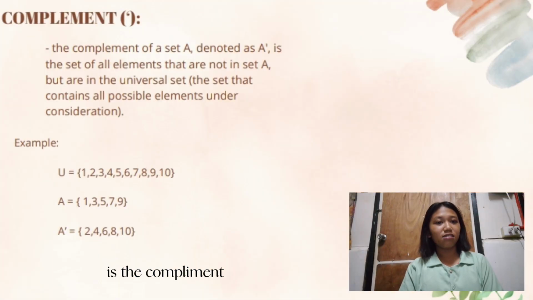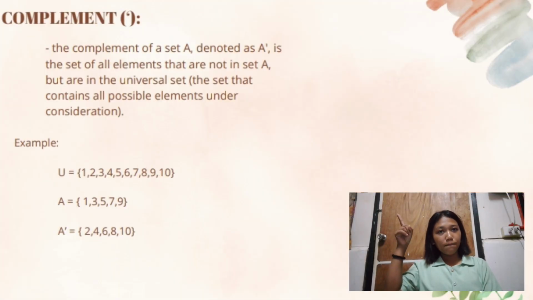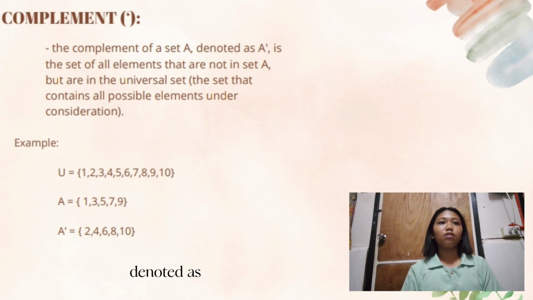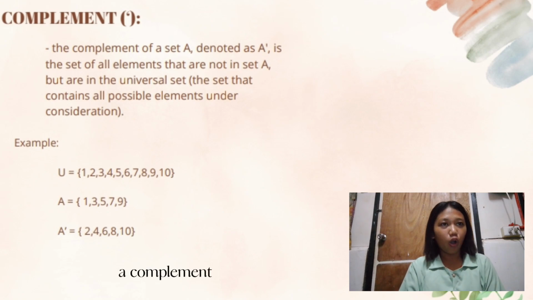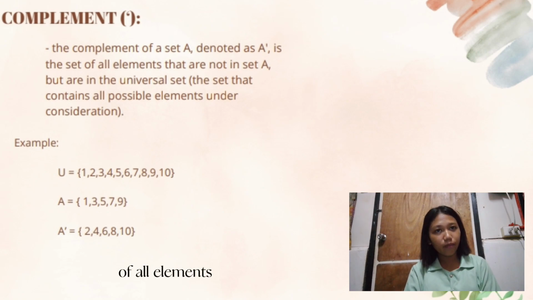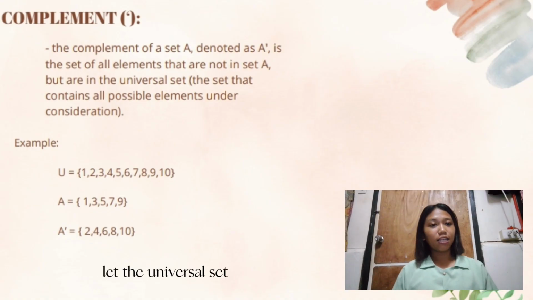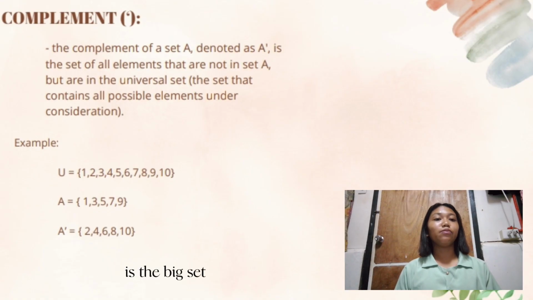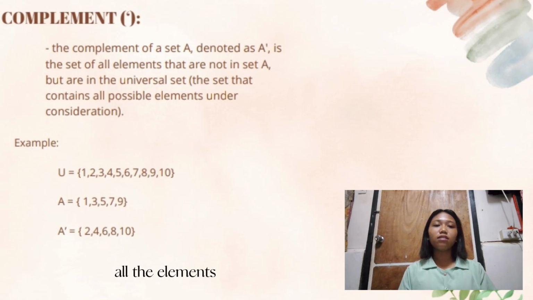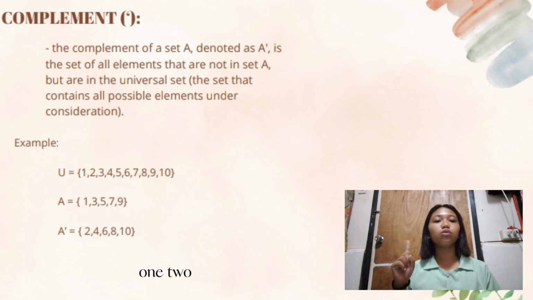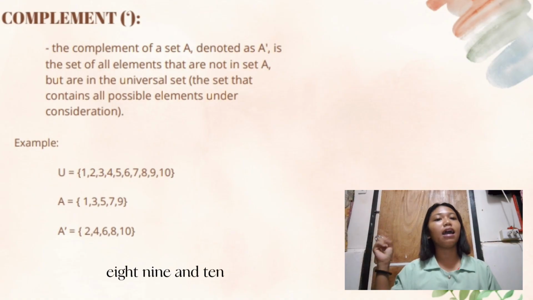The third part is the complement. The complement of a set A, denoted as A', is the set of all elements that are not in set A but are in the universal set, the set that contains all possible elements under consideration. Example: let the universal set U, the big set that contains all the elements, be {1, 2, 3, 4, 5, 6, 7, 8, 9, 10}.